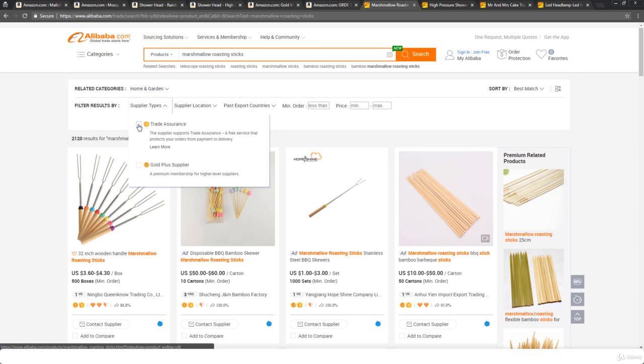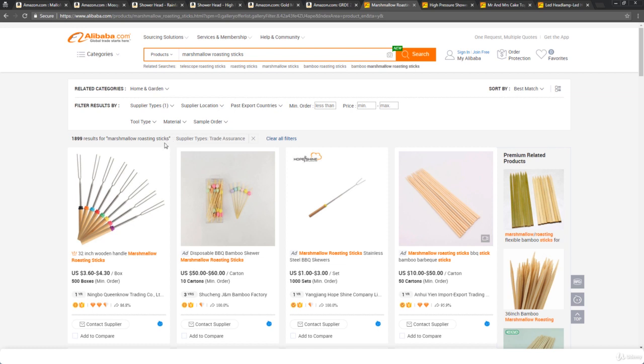Once you pay for an order, because you do need to pay for it before they ship it, obviously a supplier is not going to ship to you before you've made payment. With trade assurance, you are completely covered if anything should go wrong. So we're going to tick that box. That's going to narrow down the results a little bit, but not a lot, because most suppliers now do have trade assurance, but we still want to have the box ticked just to be sure.